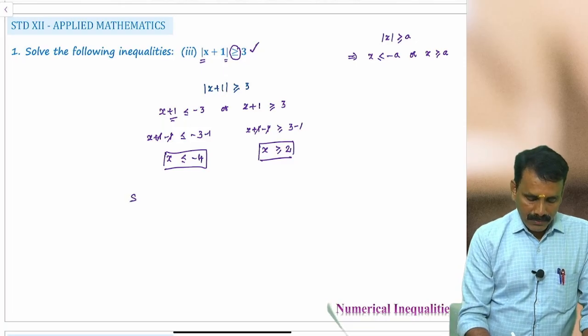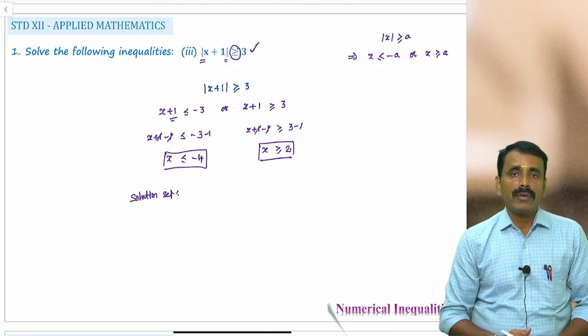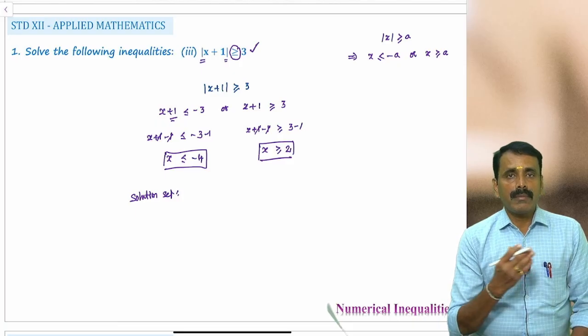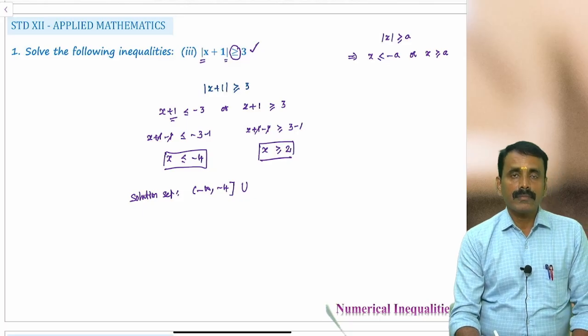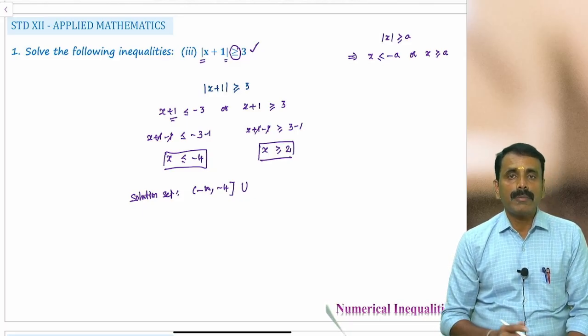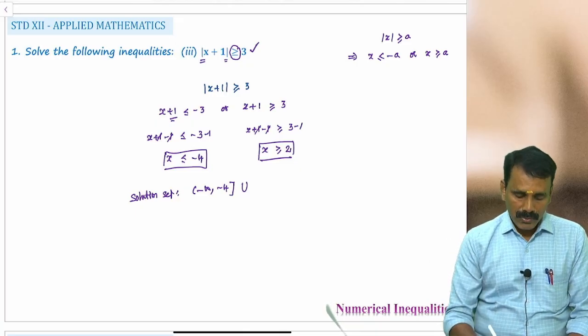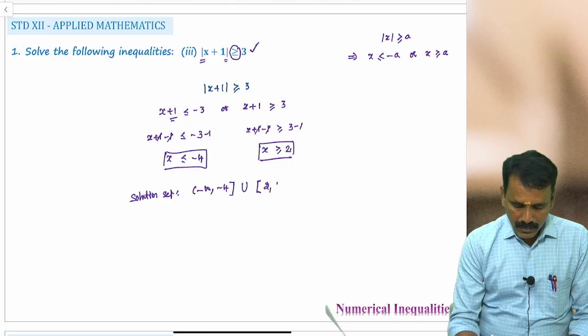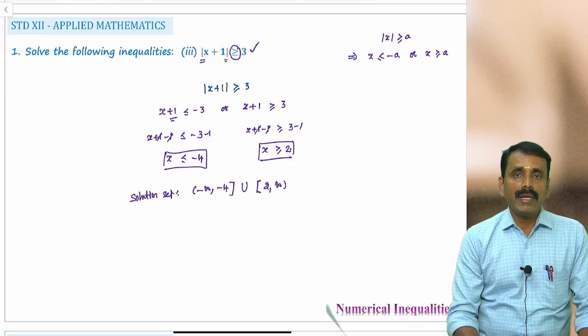How to write the solution set? Solution set will be x is less than or equal to minus 4. What are all the real numbers which are less than minus 4? It will be minus 5, minus 6, every number which is to the left of minus 4. So, it is from minus infinity to minus 4. Because of the equal to symbol, we close the bracket here. Union x greater than or equal to 2. Which are all the numbers which are greater than 2? Any number which lies to the right of 2 will be greater than 2. So, we write 2 to infinity. So, this is the solution for the above inequality.